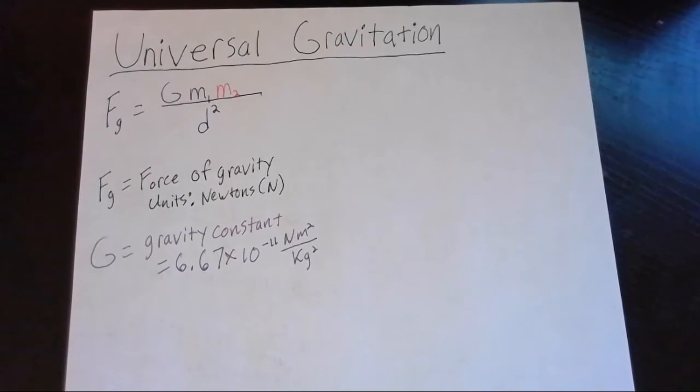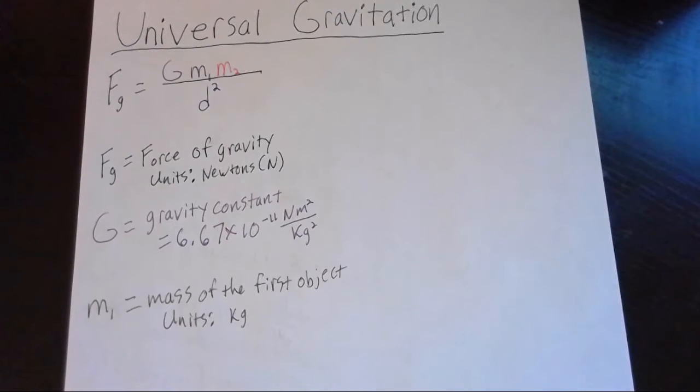The variable capital G represents the gravity constant. This is a value that remains unchanged no matter where these objects are in the universe. Capital G will always be equal to 6.67 times 10 to the negative 11 newton times meters squared divided by kilograms squared. These units are set up so that meters and kilograms are canceled out at the end of the calculation.